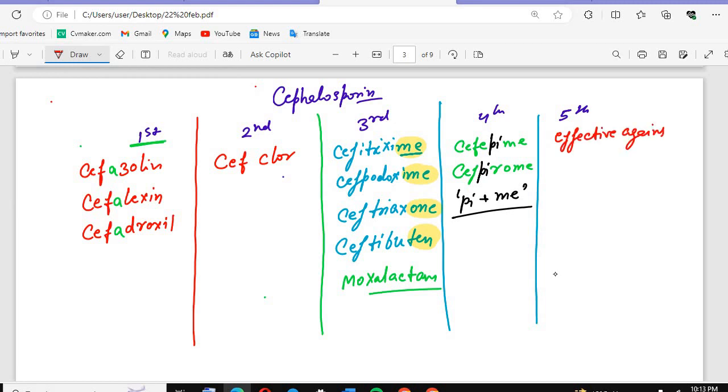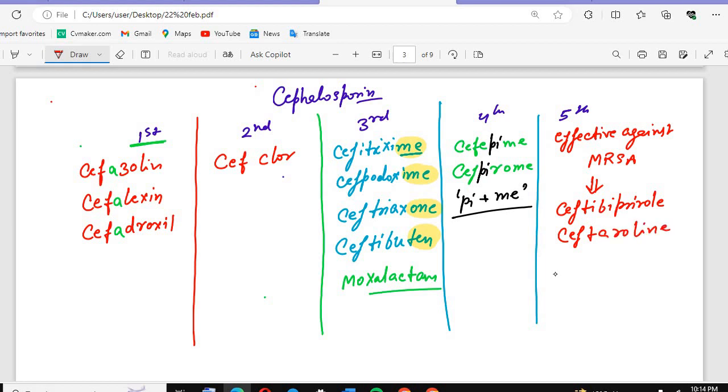In the fifth generation, remember these are effective against MRSA. What is MRSA? Methicillin resistant Staph aureus. And what are these drugs? They are ceftobiprole and ceftaroline.